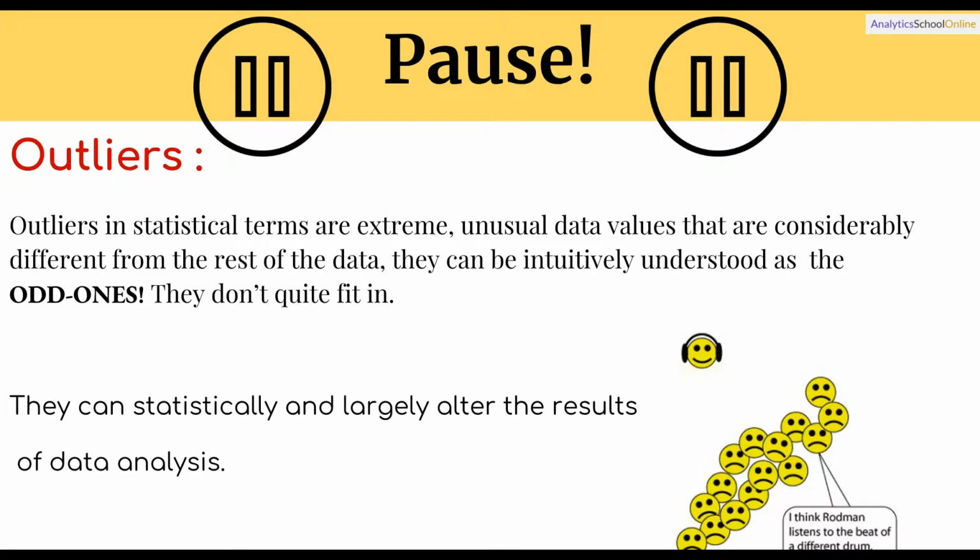Moving further, just to tell you, because we're going to use this term often in the next slide, let me tell you what outliers mean. Outliers, as the name suggests, are basically extreme or unusual values that considerably do not belong to your data. They are actually odd ones if you want to understand them intuitively. They do not belong to your entire data set. They are basically values which come from errors in calculations or errors in observations, so you must keep them in mind. They can statistically alter the results of your data analysis.